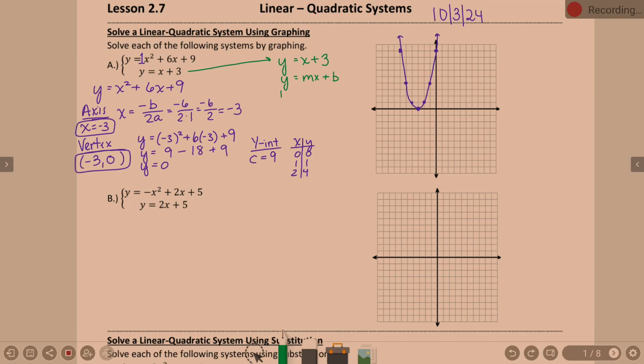Our b value is 3, which is going to be our y-intercept. What's our m? 1. The invisible 1. And what is 1 as a fraction? 1 over 1. This is our slope. What's our phrase for slope? Rise over run, yes?